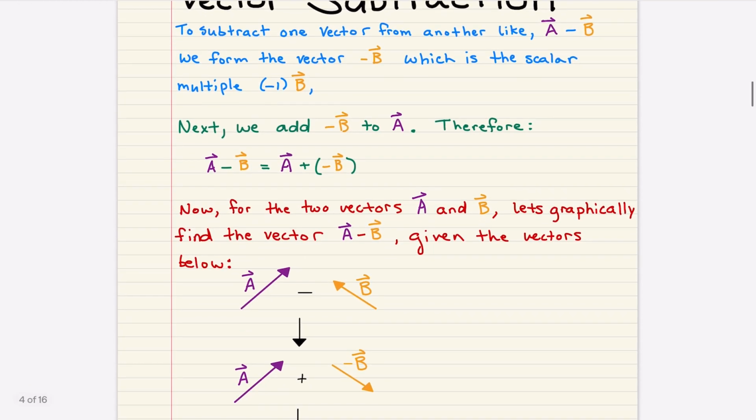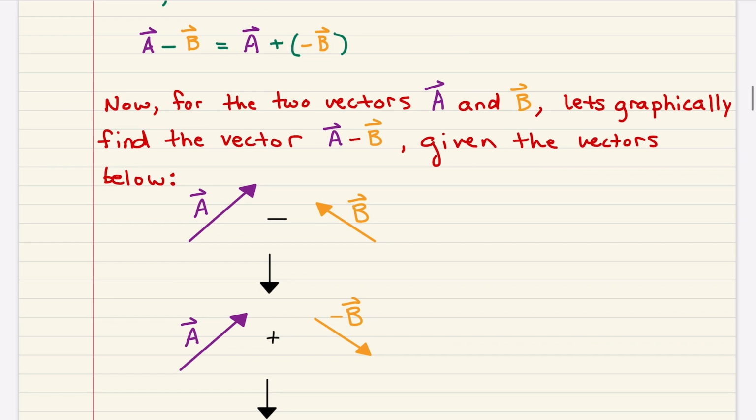But if we want to actually add things graphically, it makes a little bit more sense to take into account the fact that we are using a scalar multiple here, right? I don't want to do A minus B. I want to do A plus -B. And in order to get -B, I have to multiply B by -1.